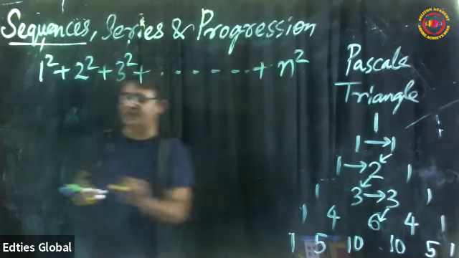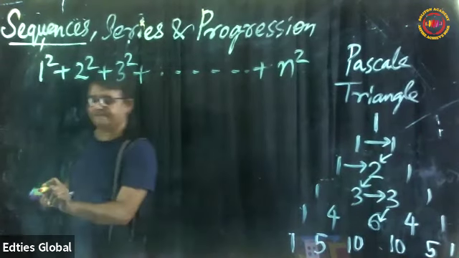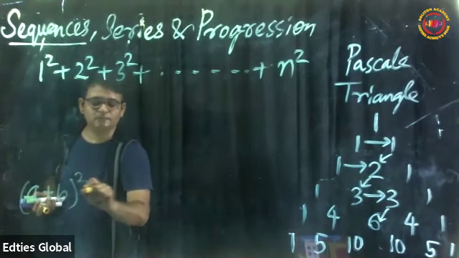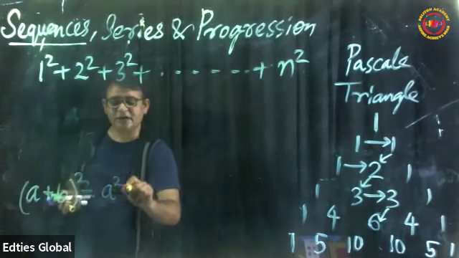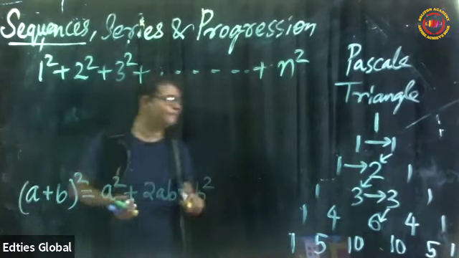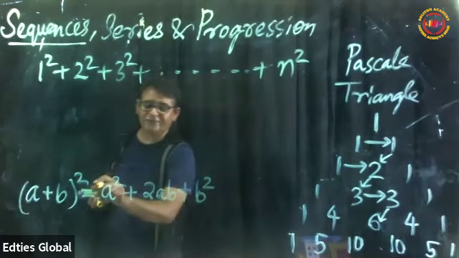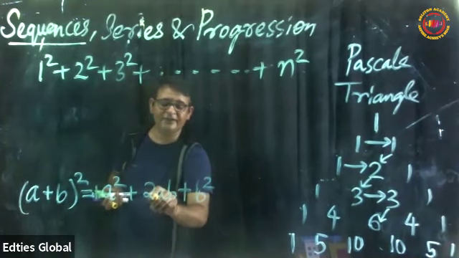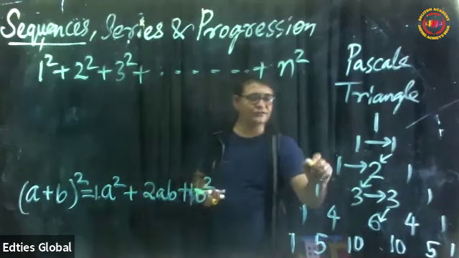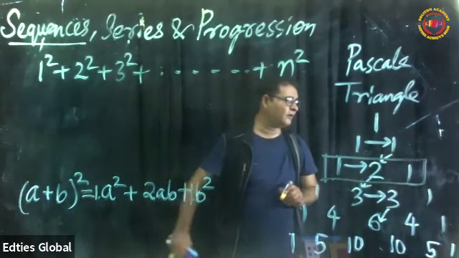So for example, if you want to find a plus b to the power 2, it becomes a square plus 2ab plus b square. So you can see the coefficient of a square is 1, the coefficient of ab is 2, the coefficient of b square is 1. So you see this line, you can get this formula.